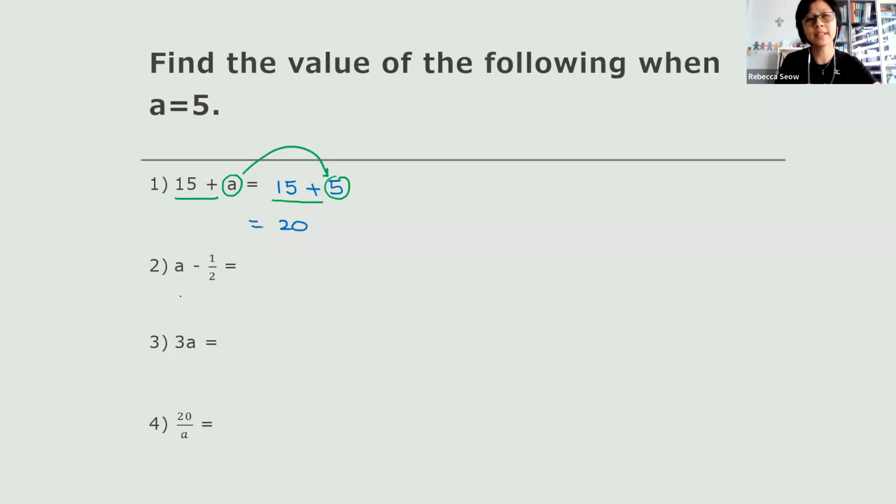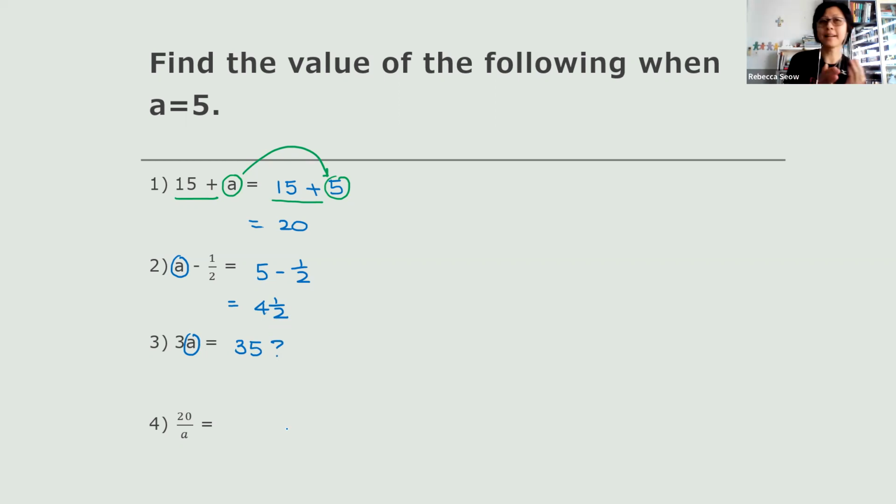Now let's take a look at the second question, A minus half. So now my unknown is here. I'm going to replace my unknown with 5. 5 minus half. Okay? And from here, we could work it out to 4 and a half. How about the next one? 3A. A is 5. 3A. Does this mean that it's 35?